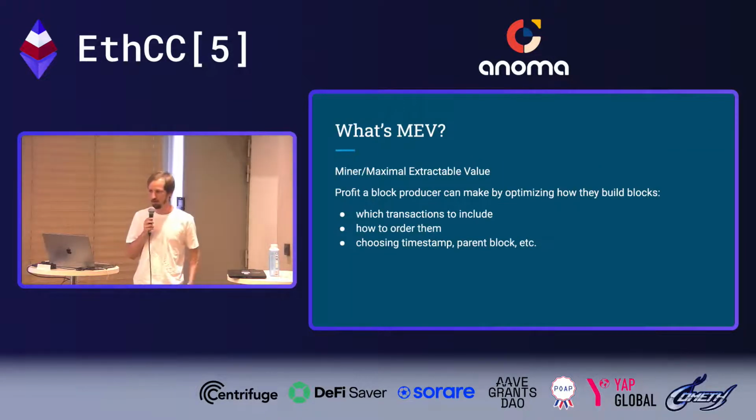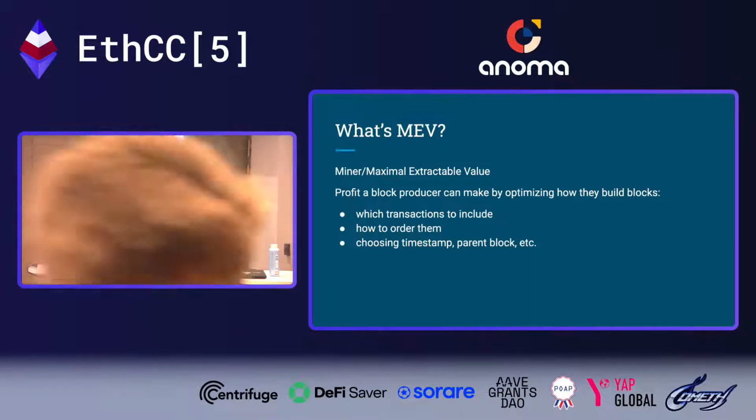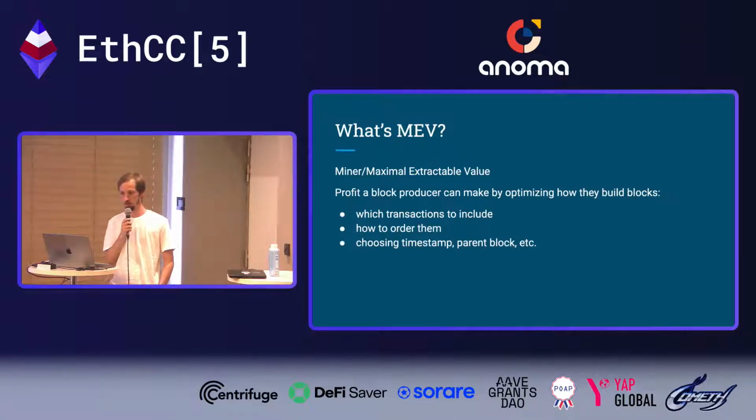So what's MEV? It's an abbreviation. It stands for miner or maximal extractable value, and it basically means the profit that a block producer can make by optimizing how they build their blocks. Because they have some options there, they can choose which transactions to include and which not to include, how to order them. And they also have to set some other parameters like the timestamp and the parent block. And this can influence, and it does influence, how much money they make.